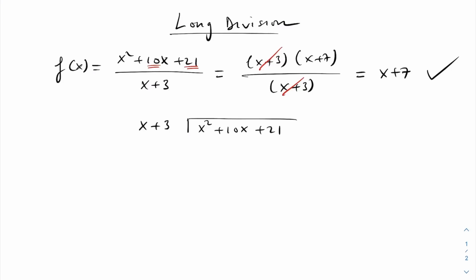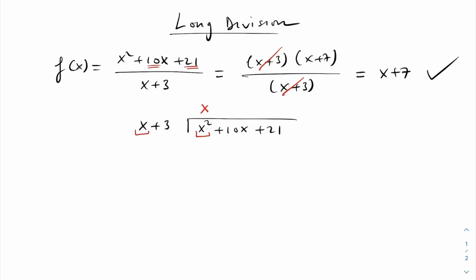The first thing you should do here is look at your numerator and denominator's leading term. In this case, our numerator's leading term is x squared, and our denominator's leading term is x. So your job here is to divide the x squared by the x. If you do that, you should get x, and that's what should go up here.